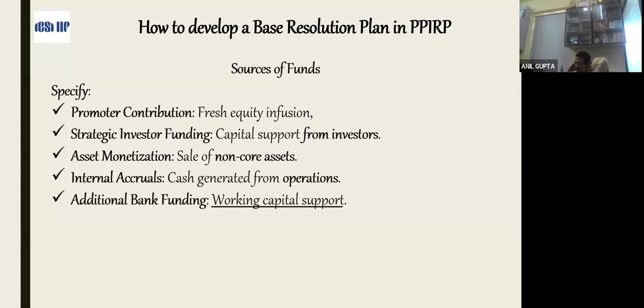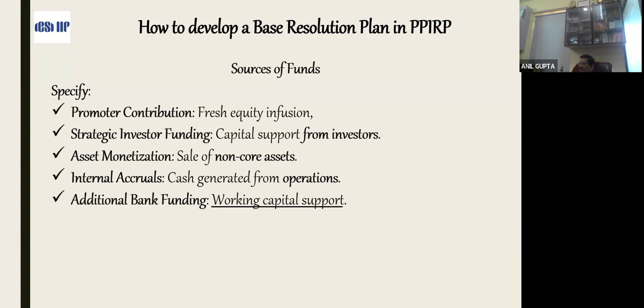Promoter contribution: how much fresh equity infusion by the promoter? And strategic investors' funding, capital support from the investors, or asset monetization and sale of non-core assets. Some of the assets are not useful for running the company, or some of them are outdated. That is to be sold, and how much you are going to get, or some land is there, company land, if you dispose of it, that is useful for the day to day working of the business.